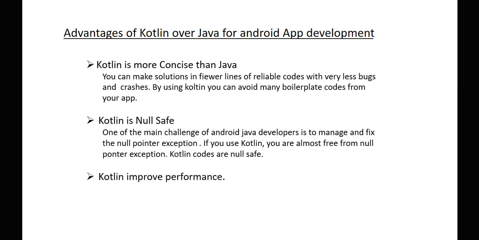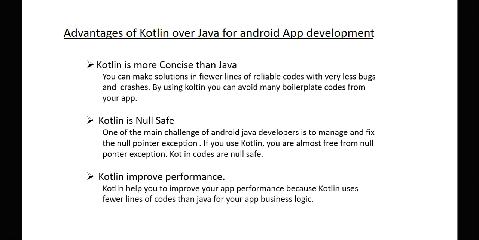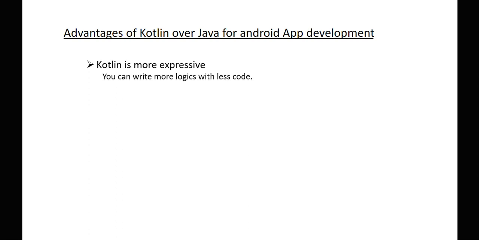Kotlin improves performance. Kotlin helps us to improve your app performance because Kotlin uses fewer lines of code than Java for your app business logic. Kotlin is more expressive. You can write more logic with less code.